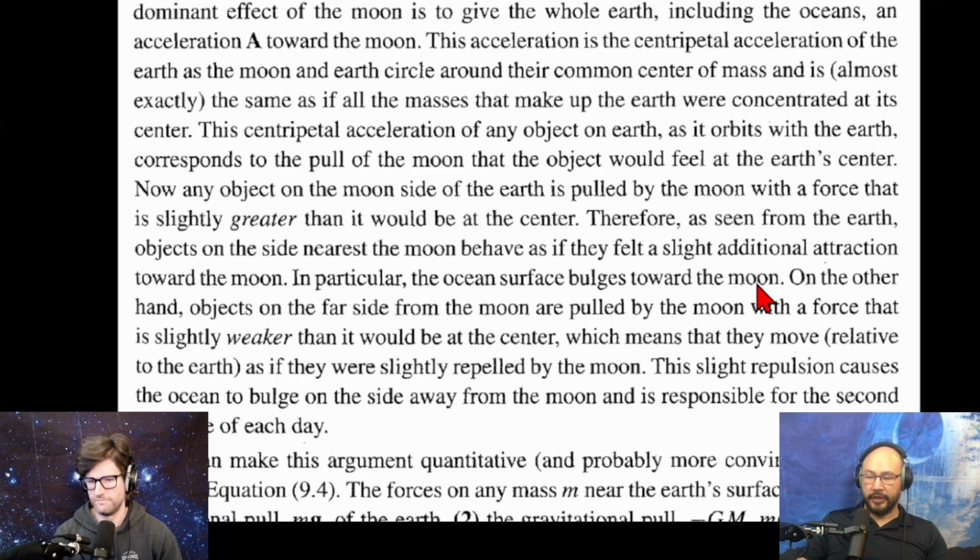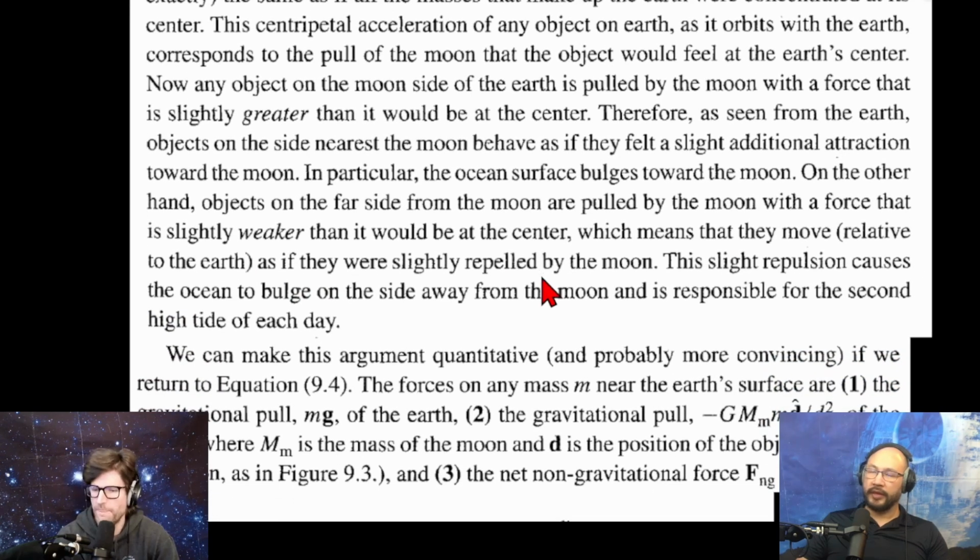Right? Seems right. On the other hand, objects on the far side from the moon are pulled by the moon with a force that is slightly weaker than it would be at the center of the Earth, which means that they move relative to the Earth as if they were slightly repelled by the moon. Okay, I'm fine with that, because if you're closer to the moon, you get pulled stronger, since the gravitational force behaves like 1 over r squared. Same thing is true if you're far away, it's a weaker pull. But compared to the Earth's center, it's effectively like a push away.